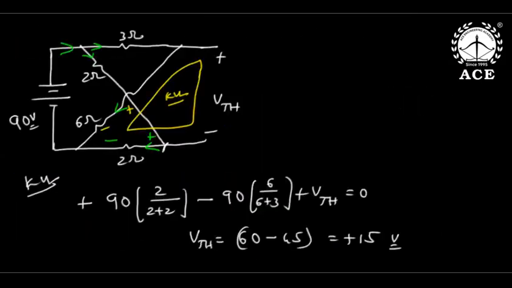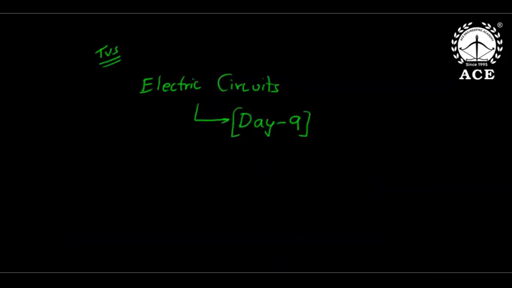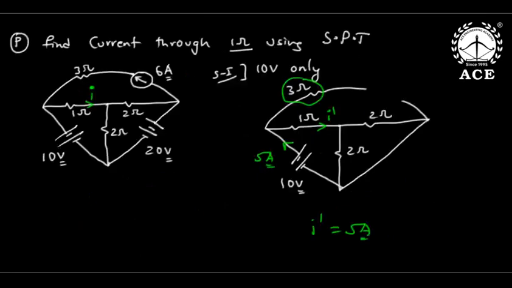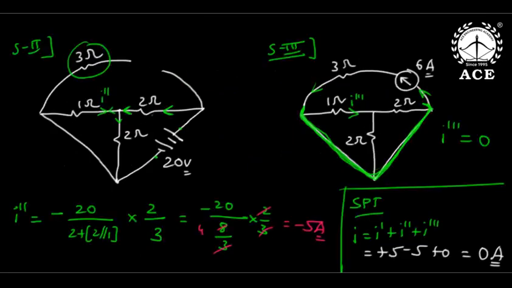Now see, quick review of what we did. Yesterday was a very big day, of course. We started day 9. We were doing superposition theorem. Here the number of subcircuits equals the number of independent sources, so 3 subcircuits. First, 10 volts only: I got current as 5 in the direction I chose. I took 20 volts only: current is opposite to the direction I chose, that is -5. And in the third case, because of 6 amperes, current is 0. So altogether, if you add, it is again 0.